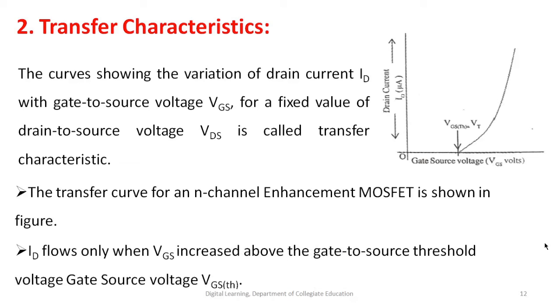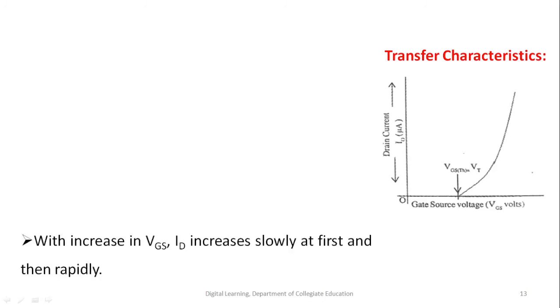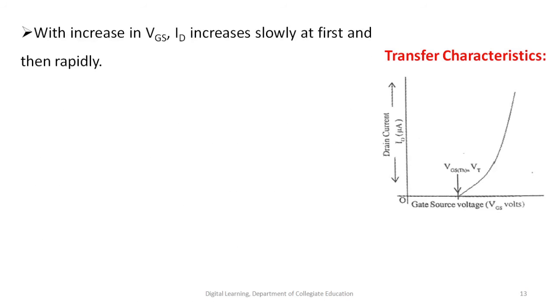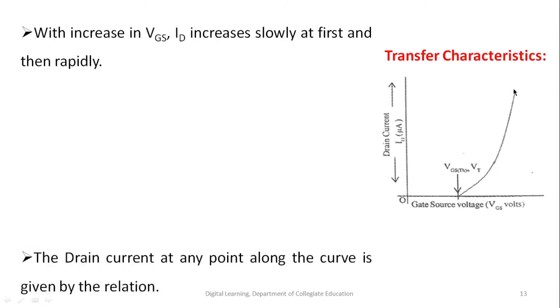So here the drain current flows only when the gate to source voltage is increased beyond the threshold gate to source voltage, that is VGS TH. With increase in gate to source voltage, drain current increases slowly first and then rapidly. We can observe here, it is increases slowly, then it will increases rapidly.